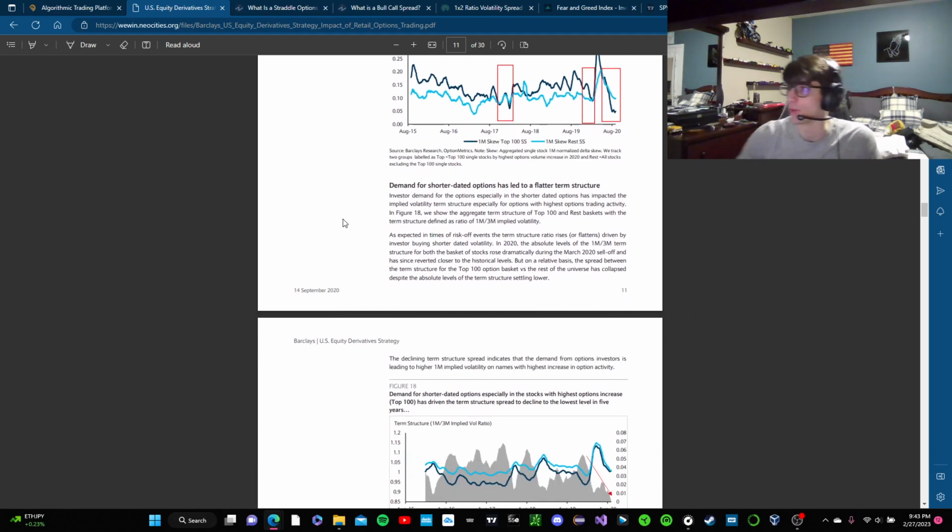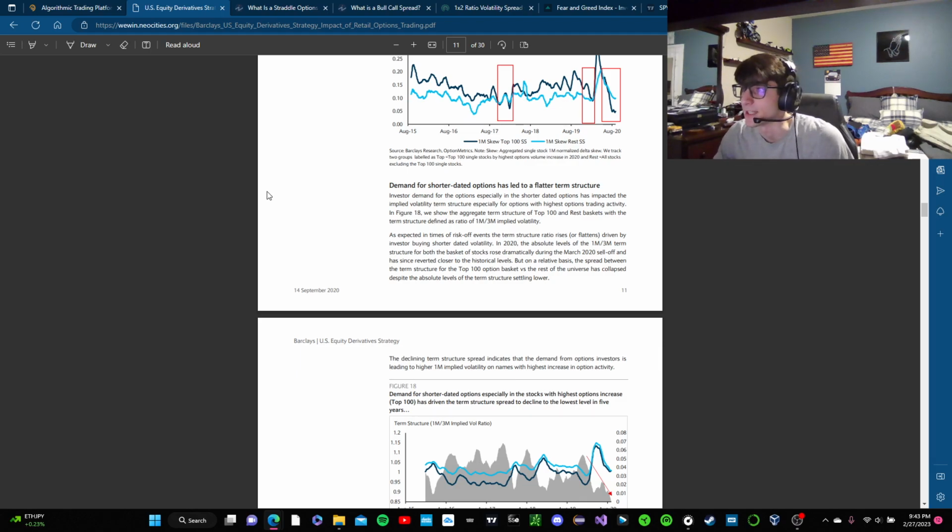Investor demand for the options, especially in the shorter dated options, has impacted the implied volatility's term structure, especially for options with the highest options trading activity. In Figure 18, and I'll explain that one as well, we show the aggregate term structure, top 100 and breadth backtest, with the term structure defined as the ratio of 1 month over 3 month implied volatility. So 1 month to 3 month implied volatility is what is measured down here, and that is what the term structure is.